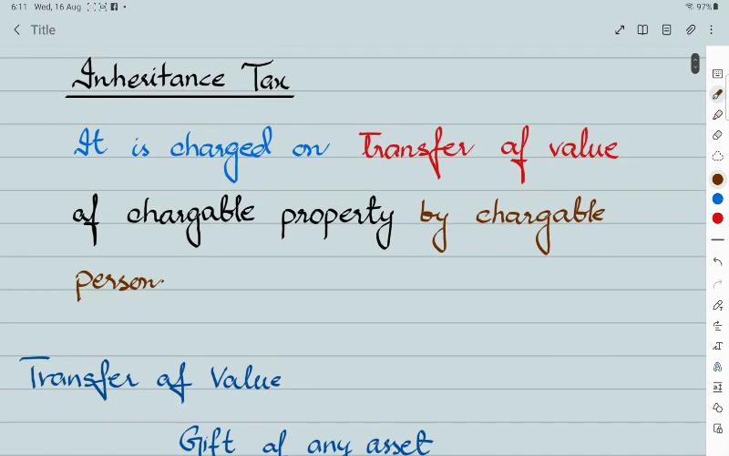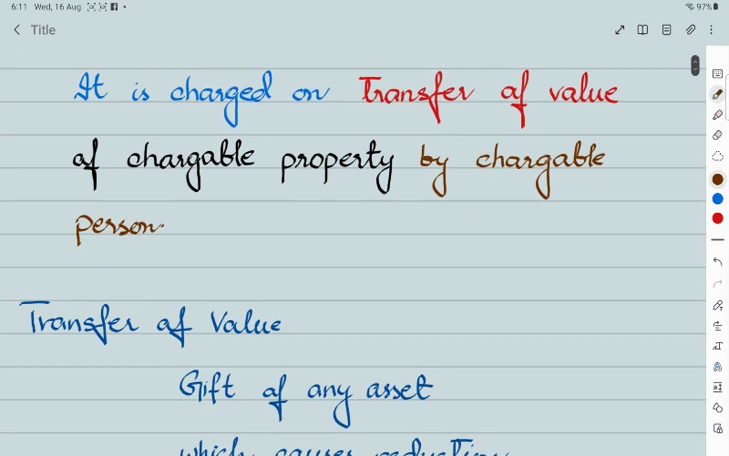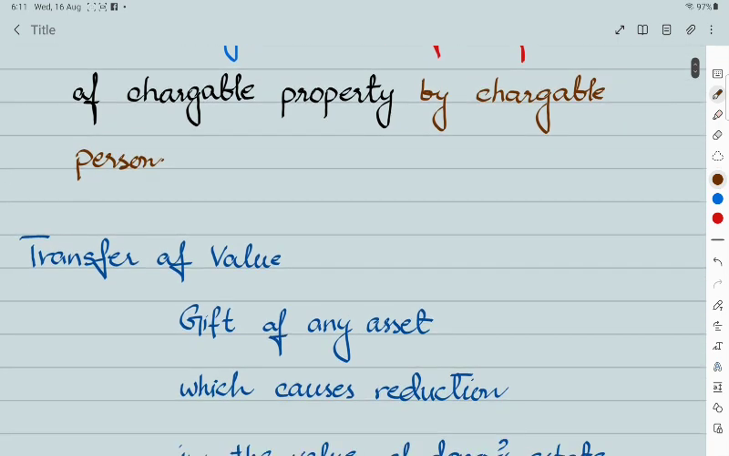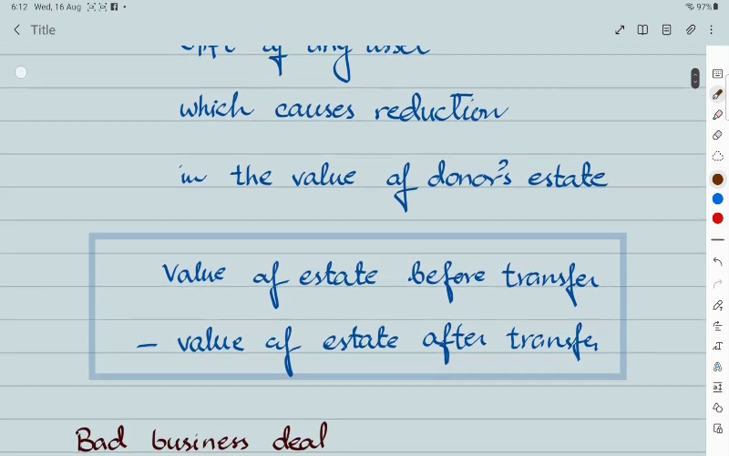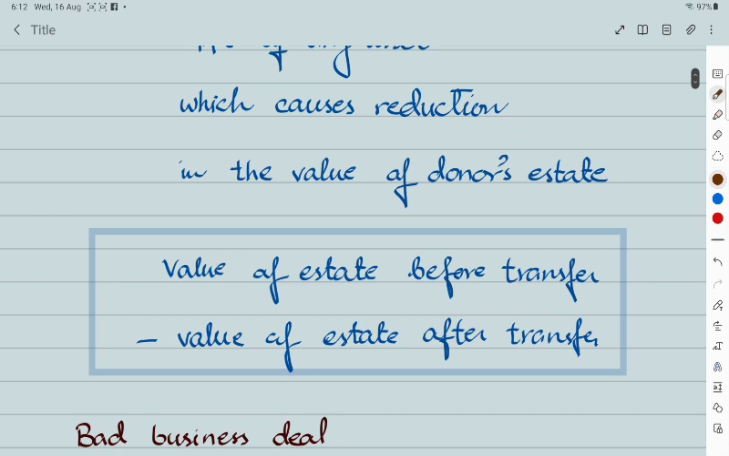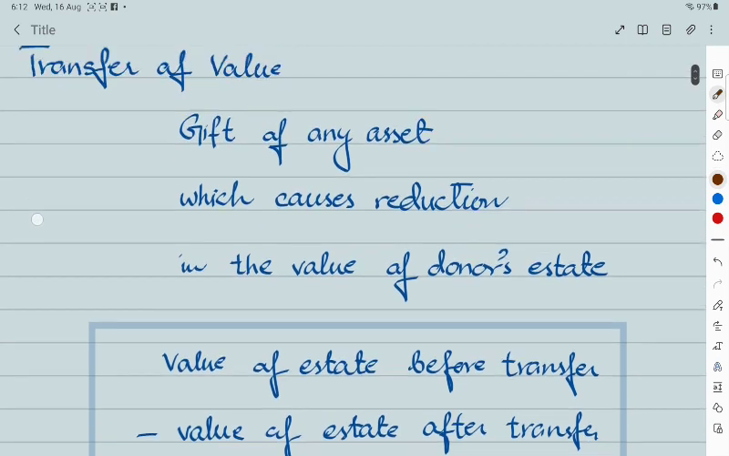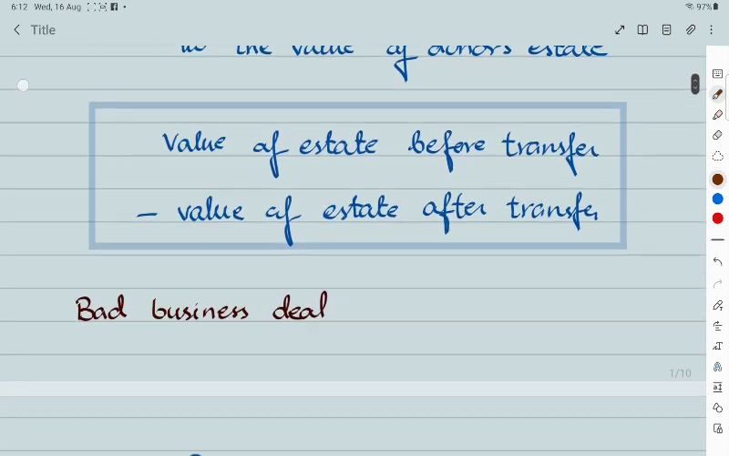So in this definition, we need to identify what is meant by transfer of value, chargeable property, and chargeable person. First, transfer of value. It is said to be a gift of any asset which causes a reduction in the value of the donor's estate, and it can be calculated as the value of the estate before transfer, deducting from this the value of the estate after transfer. You will get the value of the transfer of value.